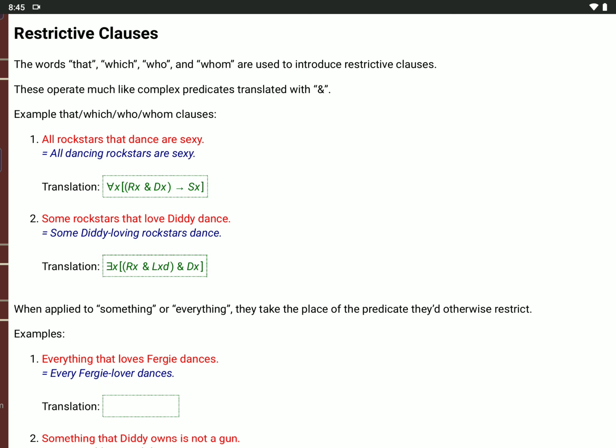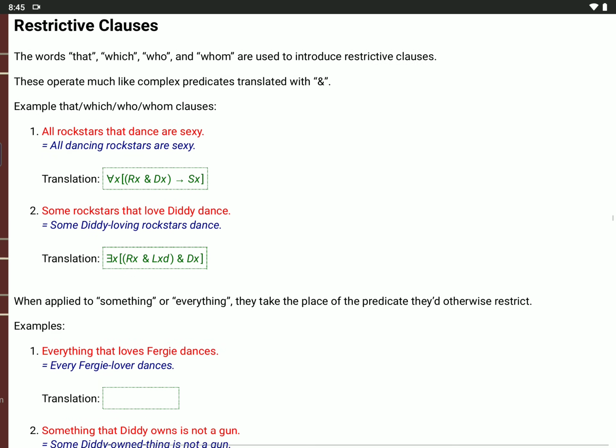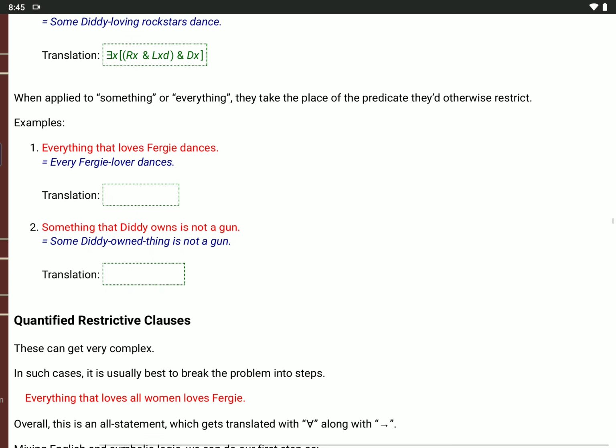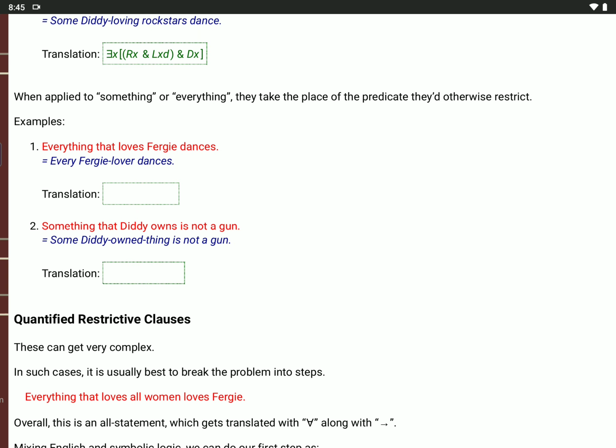So in the two examples I've given so far, we've got a that clause modifying rock stars. So it's modifying some predicate that you already have there in the English. So you join together the two predicates with and. The only exception to joining the two things with and is when you have a word like everything or something that doesn't already have a predicate in it. Then the that clause takes the place of the predicate that would otherwise restrict.